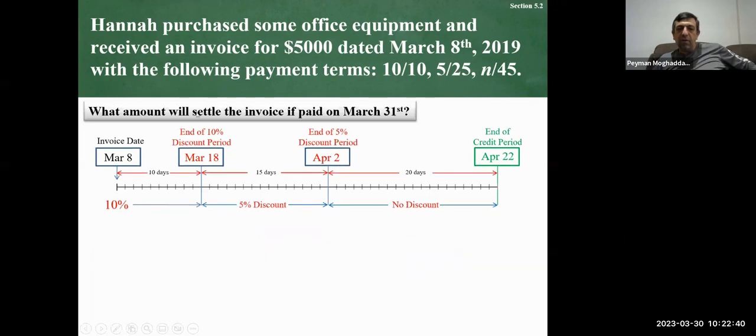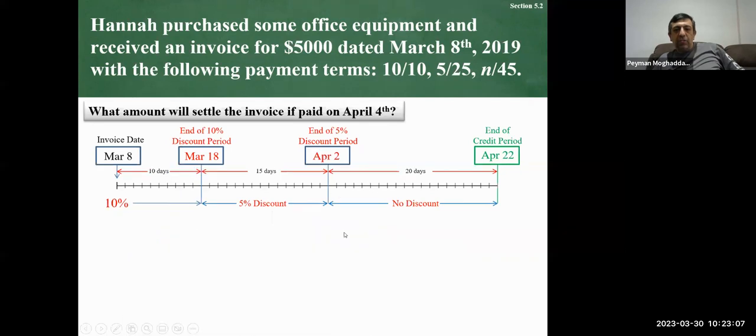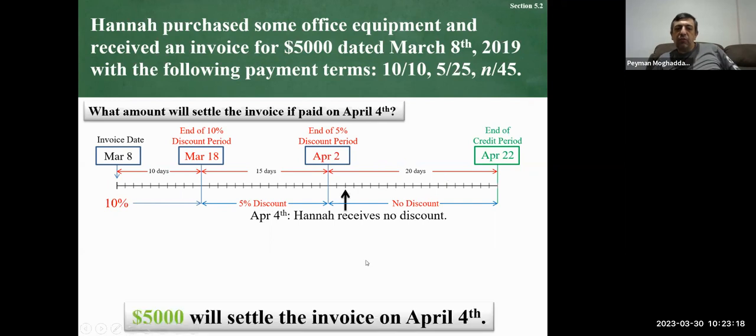Other question: what amount will settle the invoice if paid on March 31st? March 31st is between March 18 and April 2nd, right? So it's going to be somewhere around here, and now you get a 5% discount. So it's $5,000 multiplied by 95%, which is going to be $4,750. And the last question: what amount will settle the invoice if paid on April 4th? April 4th is between April 2nd and April 22nd. So there is no discount, and you have to pay the whole amount, 5,000. Okay. Any question?